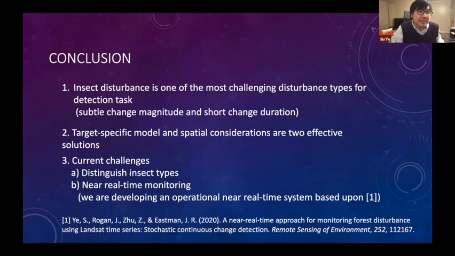Third, I think the current challenges. The first challenge is we haven't come up with a solution for distinguishing insect type. That's very challenging and difficult. And the second, near real-time monitoring: we haven't seen any operational platform doing insect disturbance in near real time. We are developing a system right now. Based on current progress, we can detect insects 1 or 2 months later. So yeah, that's everything. Thank you.